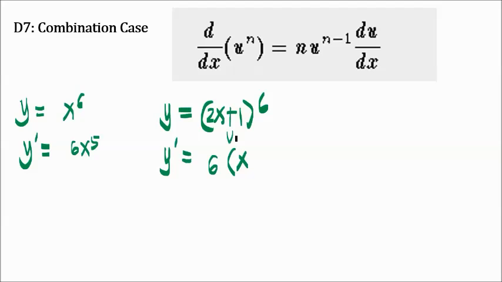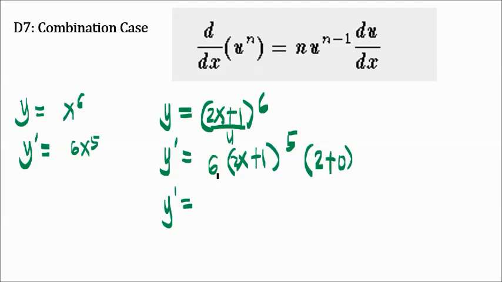So this will be u, and then n minus 1 is equal to 5, then the derivative of u. So the derivative of u is 2 plus 0, because the derivative of 2x is 2, and the derivative of 1 is 0. So y prime is equal to 12 times (2x plus 1) raised to 5, because 2 times 6 is equal to 12.